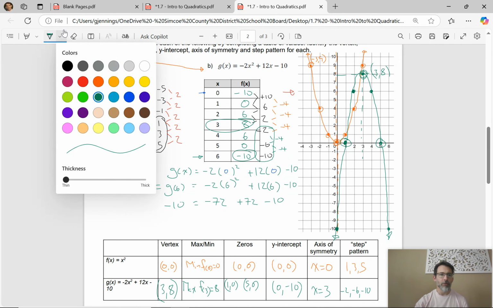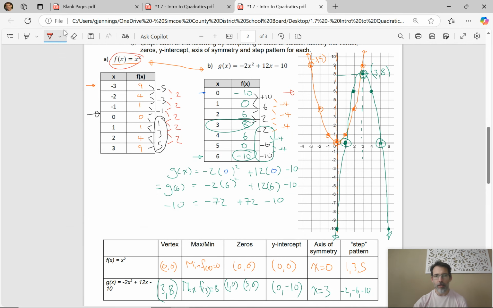Okay, visualizing that, it would look something like this: over 1, down 2, over 1, down 6, over 1, down 10. Okay, that's down 2, down 6, down 10. And that's what people mean when they talk about step pattern. It's the first differences as you leave the vertex. I think that's what people mean when they talk about step pattern.